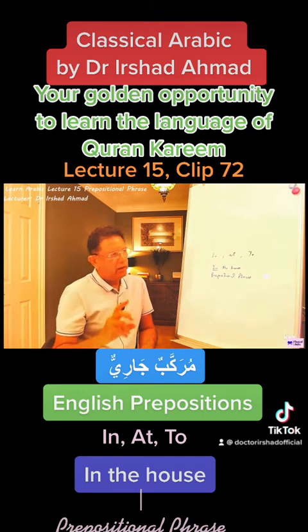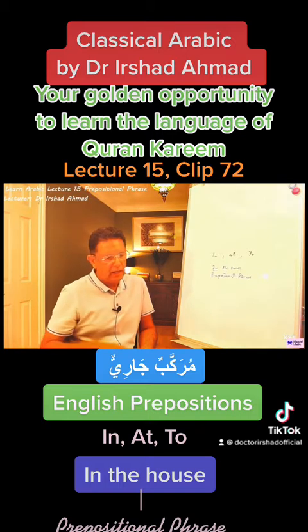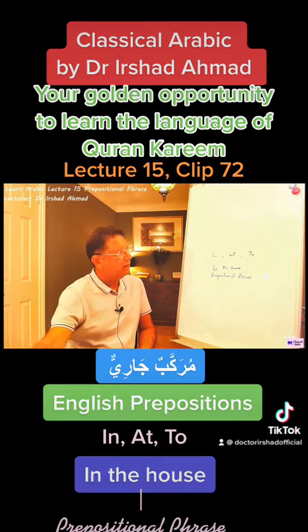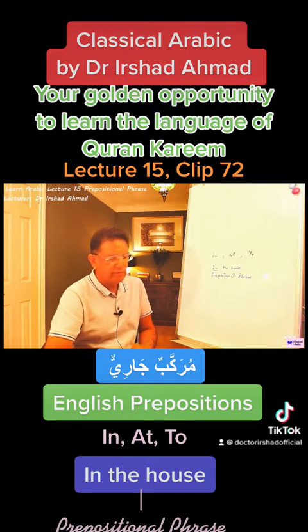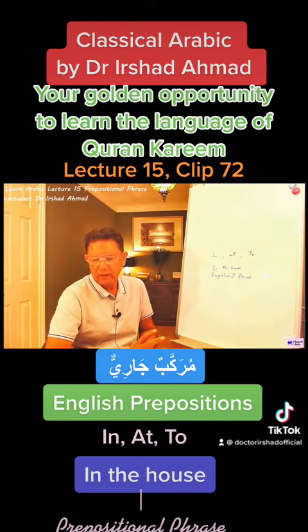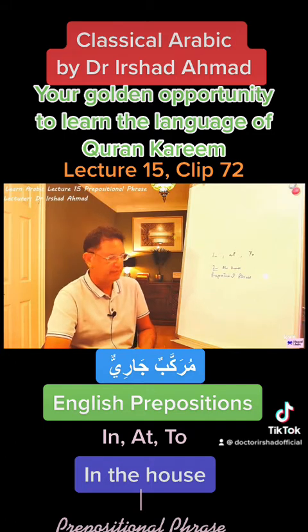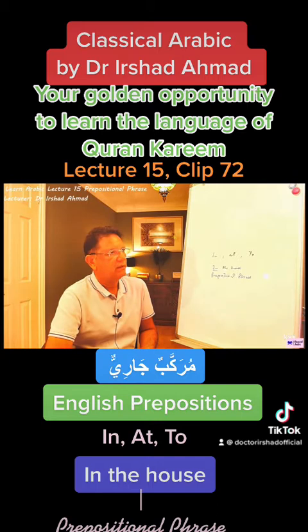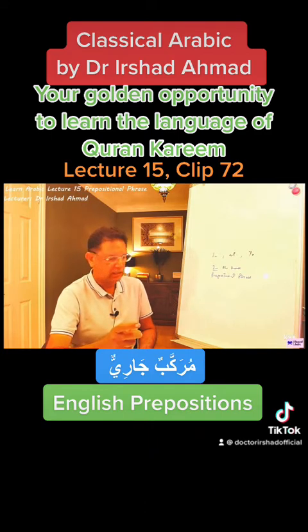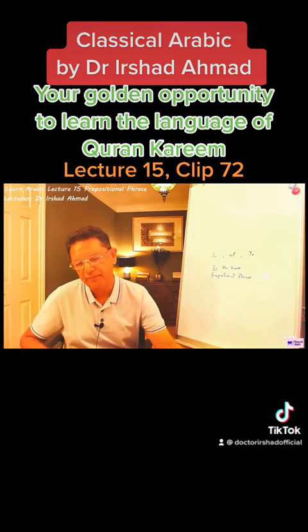We have similar haruf in Arabic, and you're very familiar with them. These prepositions in Arabic are called huruf jarra. Prepositional phrase in English will be translated as murakkab jari. Let's look at these haruf first. I've got a list here.